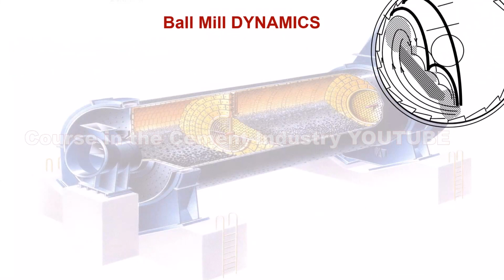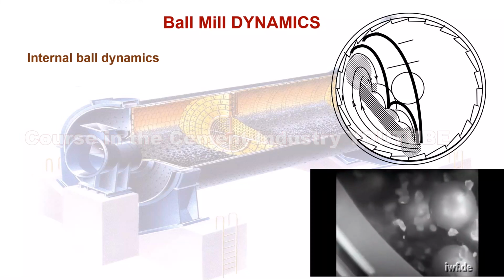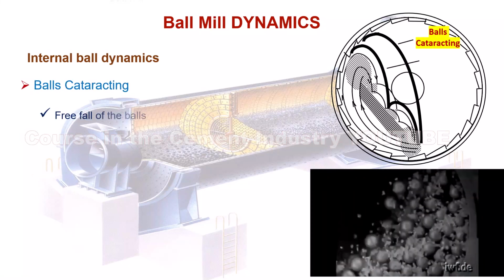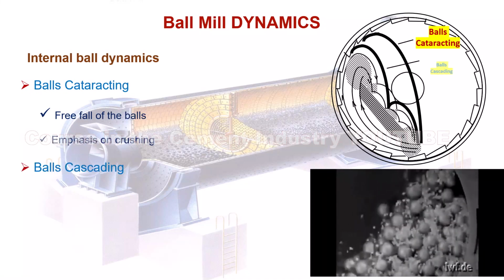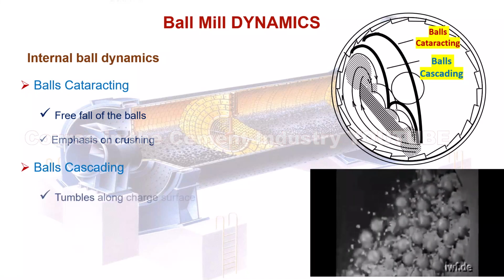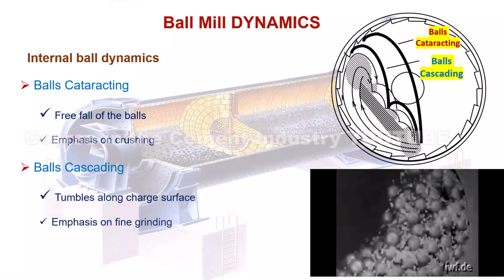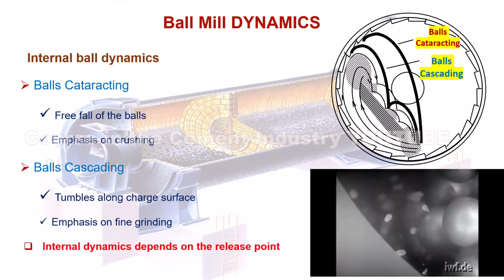This figure shows internal ball dynamics. 1. Balls cataracting. Free fall of the balls. Emphasis on crushing. 2. Balls cascading. Tumbles along charge surface. Emphasis on fine grinding. Important note: internal dynamics depends on the release point.